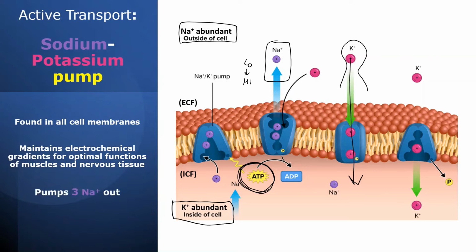The rule usually is, on tests, 3 sodium out for 2 potassium in, 3 for 2. 3 sodium out for 2 potassium in, ATP is required.